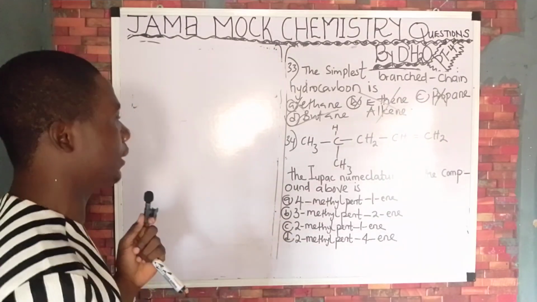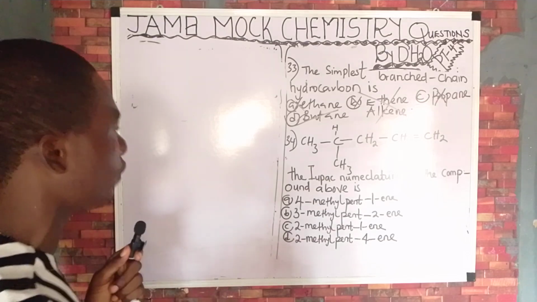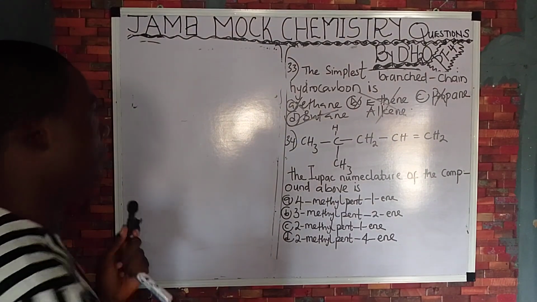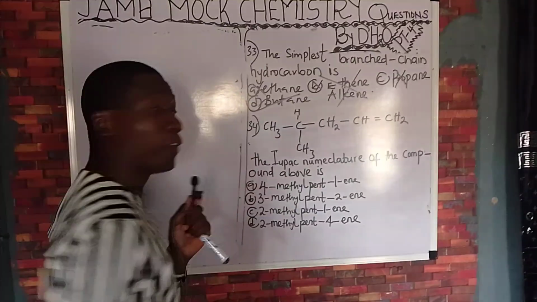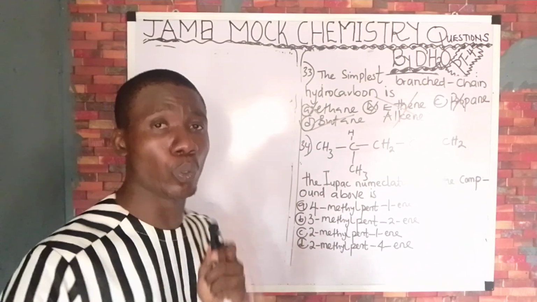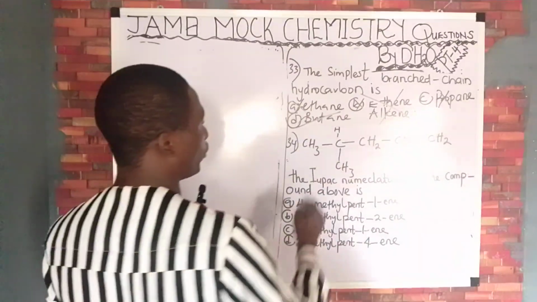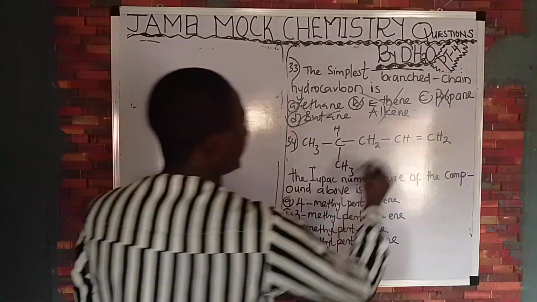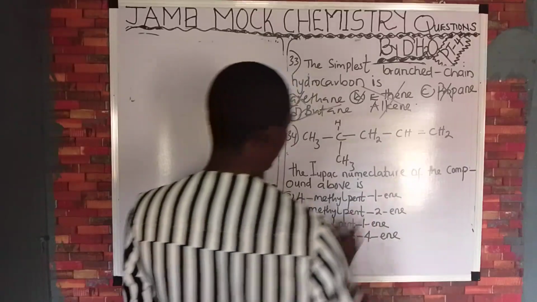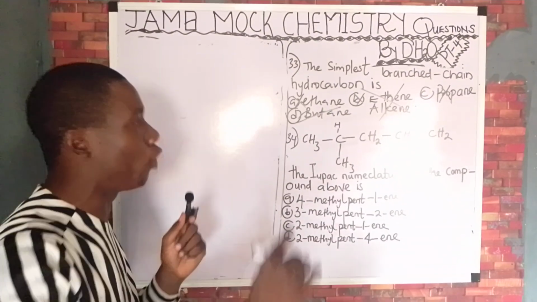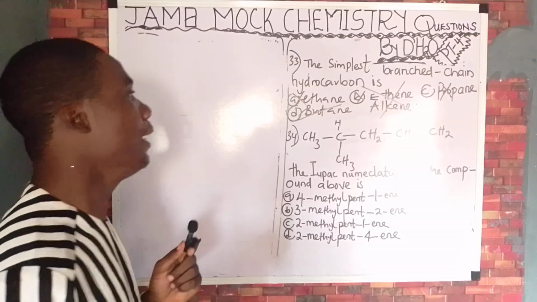Now, what does 34 say? It says the IUPAC nomenclature of the compound above is what? Some of you saw this in your JAMB exam. Very easy. Among the rules for naming hydrocarbons, remember that this happens to be your functional group. And if you have a functional group, your counting should begin from the functional group.